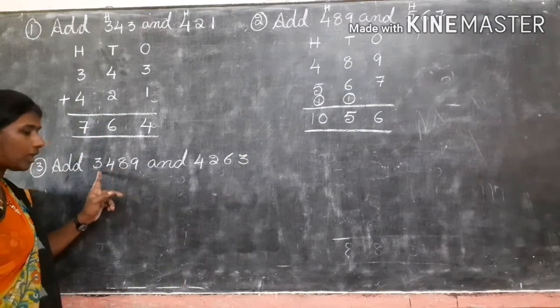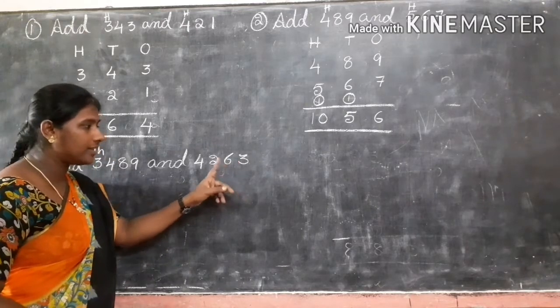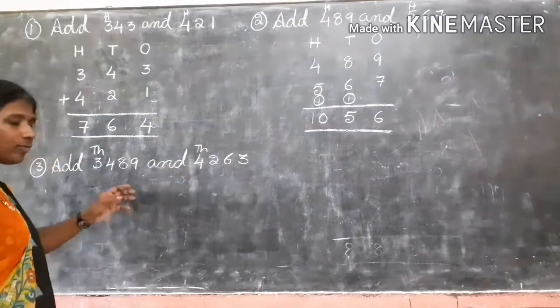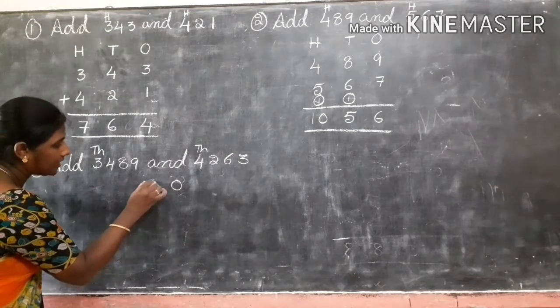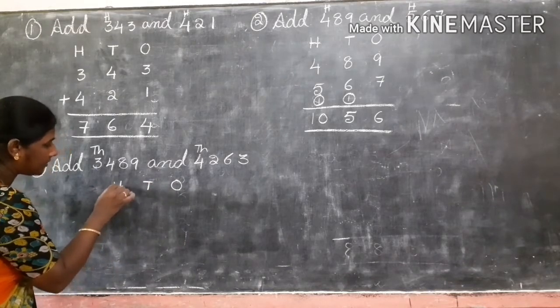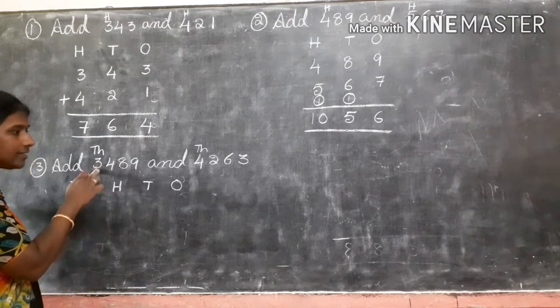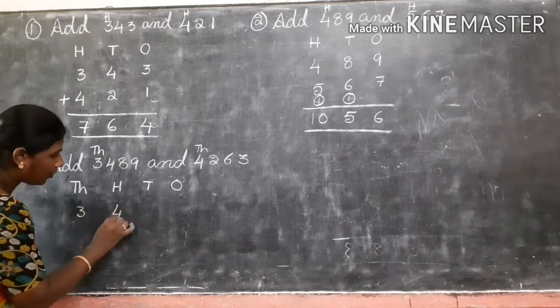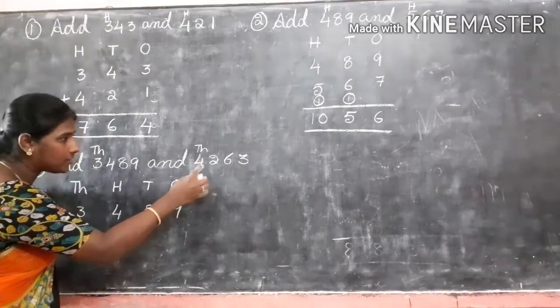Ones, tens, hundreds, thousands. It starts from the thousands place too. Then we have to write the place values up to thousands. 3,489: this number also starts from the thousands place.